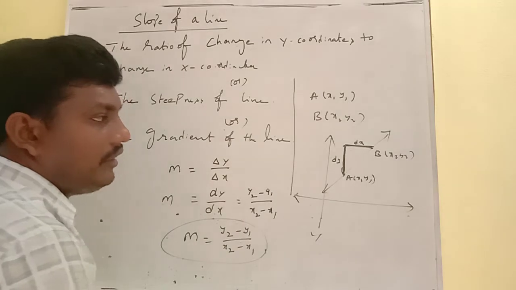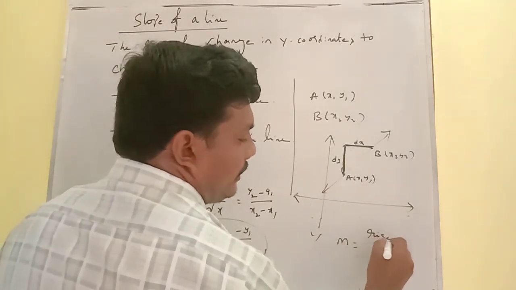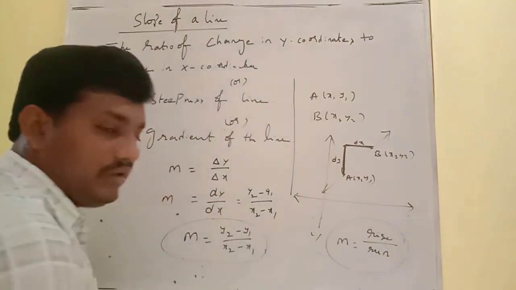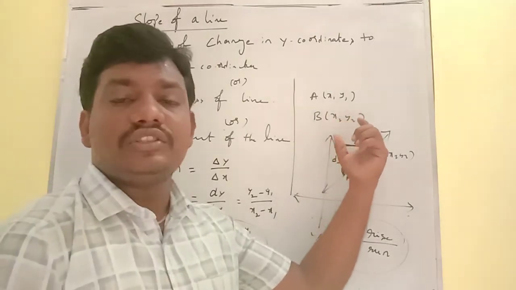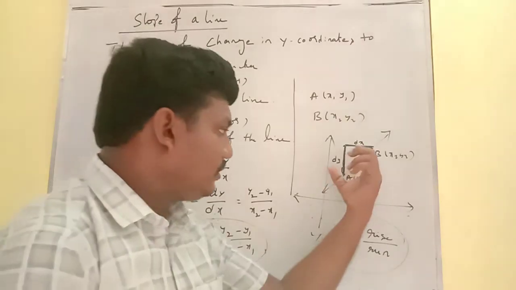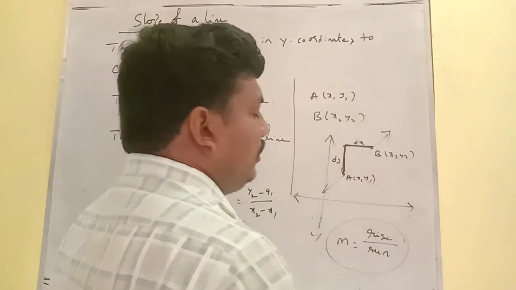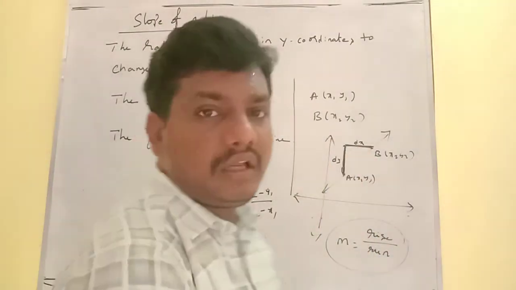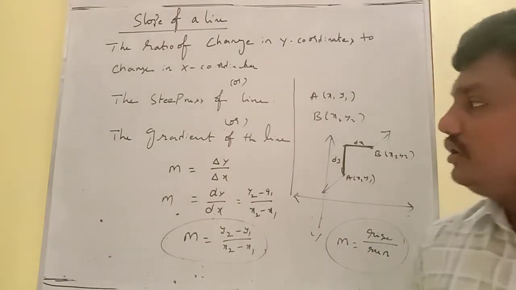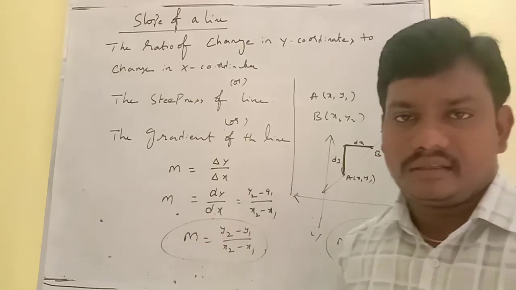So often we call slope equal to rise by run. How much rise it is? That is the change in y coordinates, or difference of y coordinates. This is called rise. Run is nothing but the difference of x coordinates. Therefore the slope is nothing but the change in y to the change in x.